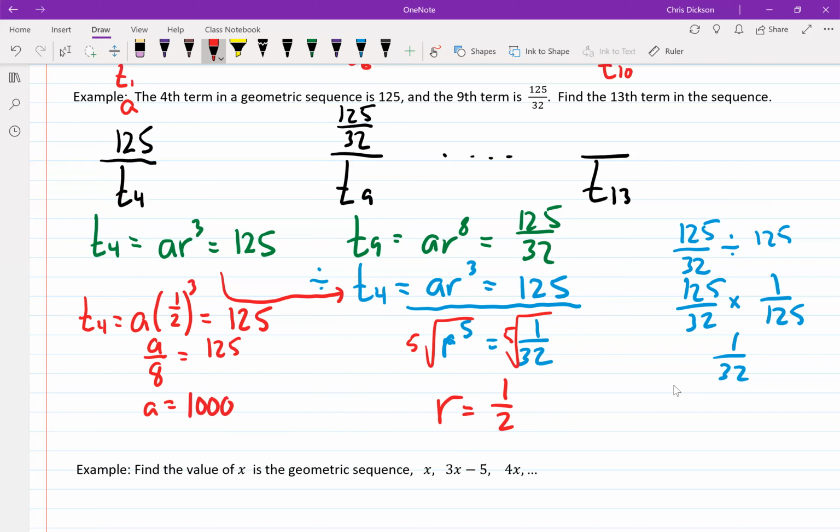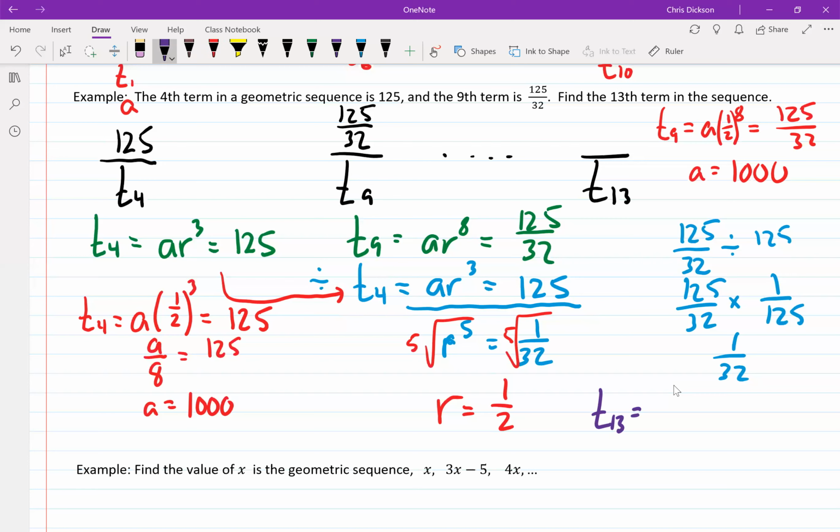And I'm just going to do a real quick calculation over here to see if I'm getting the same number for the other one. So T9 would be a r to the 8, which is equal to 125 over 32. And actually, I'm going to get rid of that r because I know r is 1/2. So I'll just use my calculator for this. So I get a is equal to 125 divided by 32 times 2 to the 8. So I'm getting 1,000. So it is right. So a is 1,000.